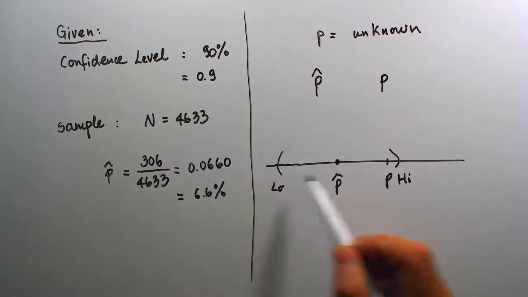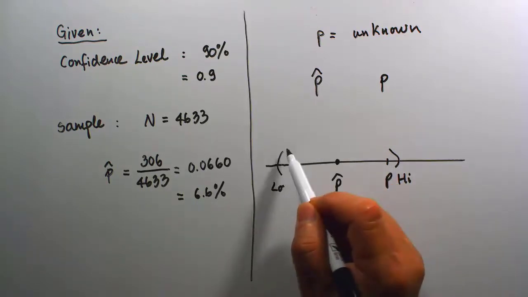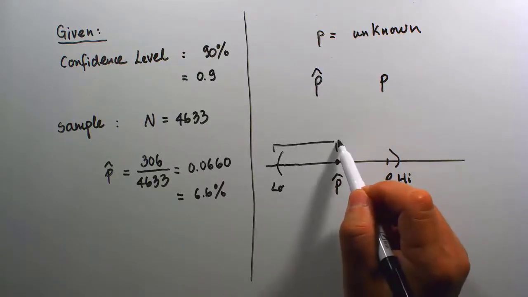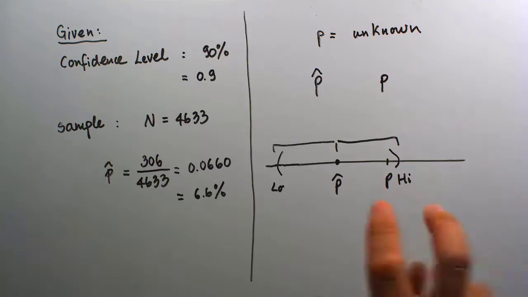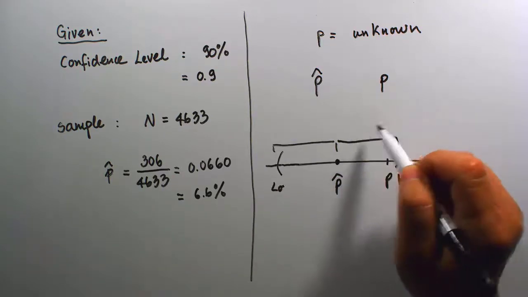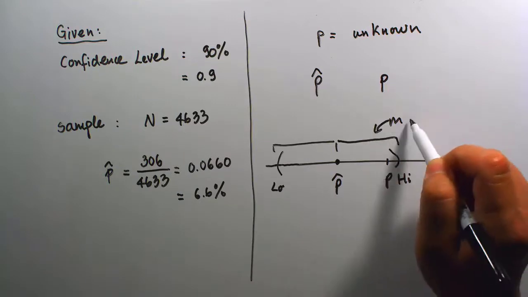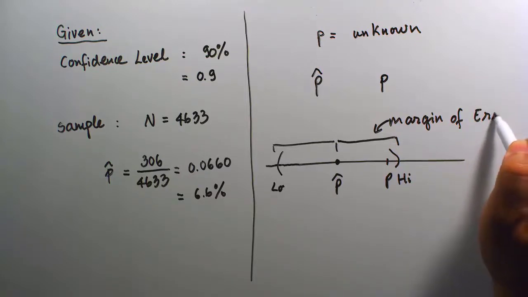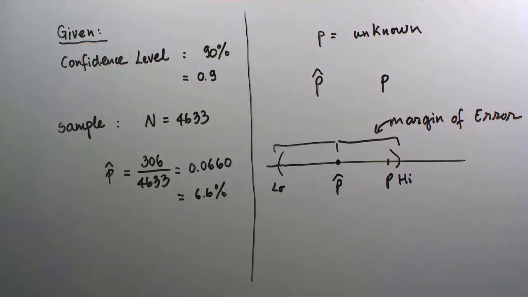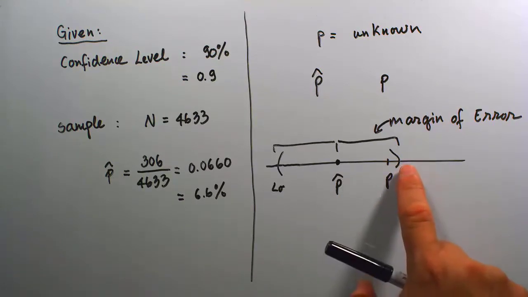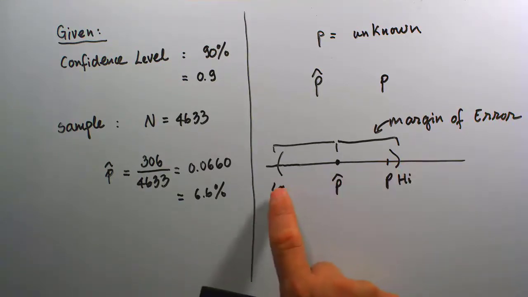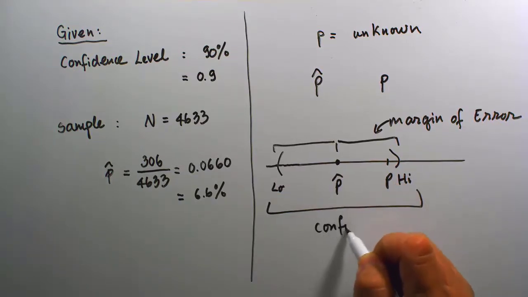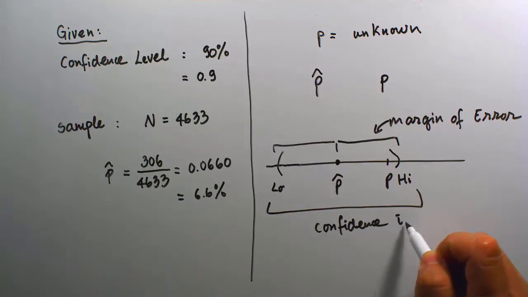And then the distance from p hat to this low end of the interval, and the same distance from p hat to this high end of the interval, that distance we refer to as margin of error. So that is the distance from p hat to either end of my confidence interval. The whole picture here from low to high is a confidence interval.